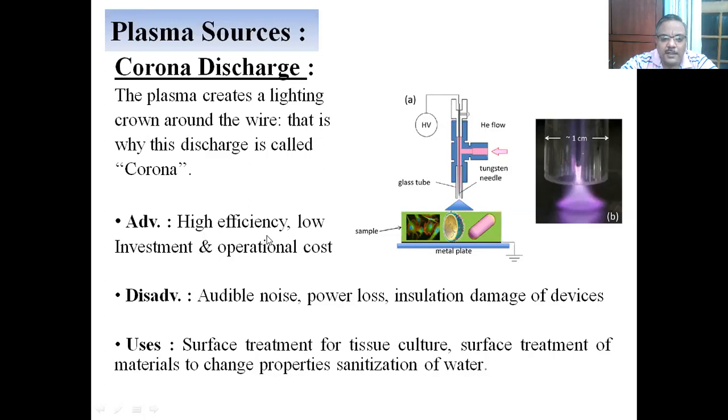It is high efficiency, low cost, and low operational cost. The disadvantages: noise, power loss, and insulation damage of the device. It is used for surface treatment for tissue culture and surface treatment of materials to change properties and sanitization of water.